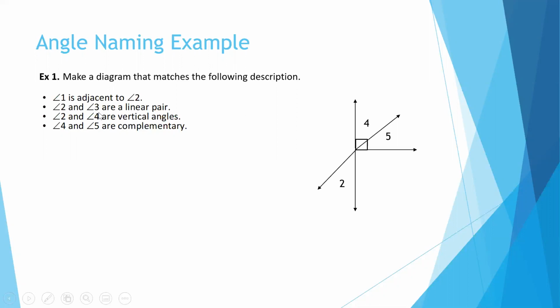Now, 2 and 3 are a linear pair. And look, this is a straight line. It equals 180. So 3 would have to be over here to make those two a linear pair. And finally, we have 1 and 2 are adjacent. Well, here's angle 2. So this line means it would have to share with angle 1, and they're adjacent. Okay?